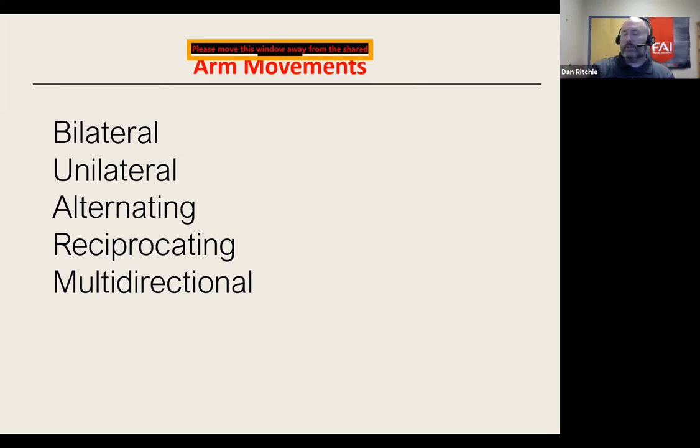We want to do all of these. Again, this isn't one's better than the other. It's one might challenge a different system differently. One might be more complex. One might be easier. One might be more focused on strength. One might be more focused on balance. One might be more focused on a cognitive challenge. Reciprocating for most people tends to be a little bit more difficult. And then multidirectional, we want to be doing lots of different arm movements in all sorts of different directions where arms are moving opposing to one another, together, and obviously all sorts of directions.